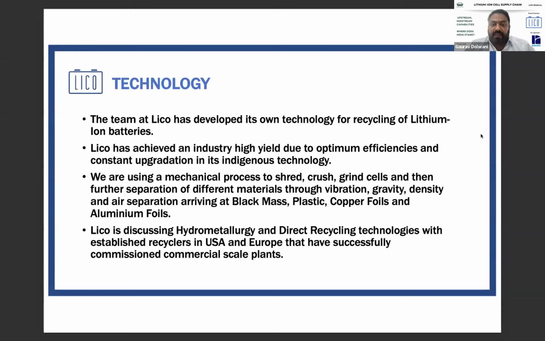After we complete the mechanical process, as I said, we are working on processes such as hydrometallurgy and direct recycling technologies. We are in discussions with established recyclers in USA and Europe that have successfully commissioned commercial scale plants. We have also been in touch with a number of professors who have technologies in very esteemed universities in India, but which are still at lab level, and we are trying to see how we can commercialize the same on a larger scale.